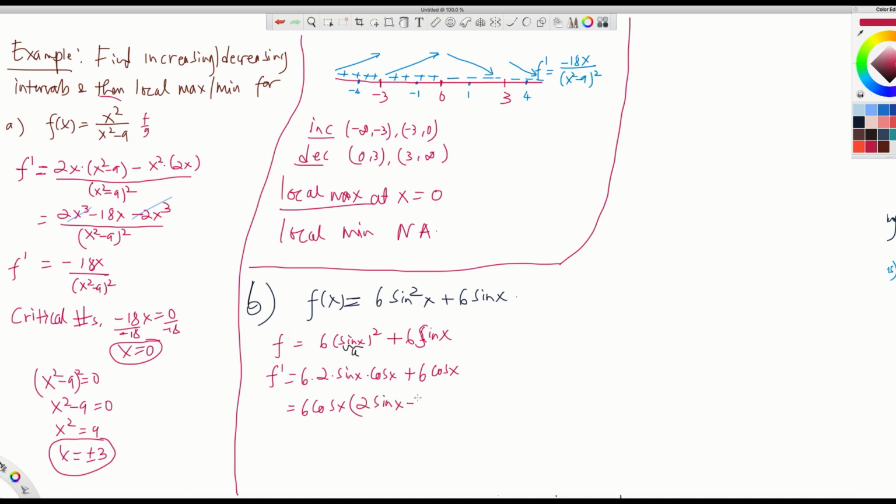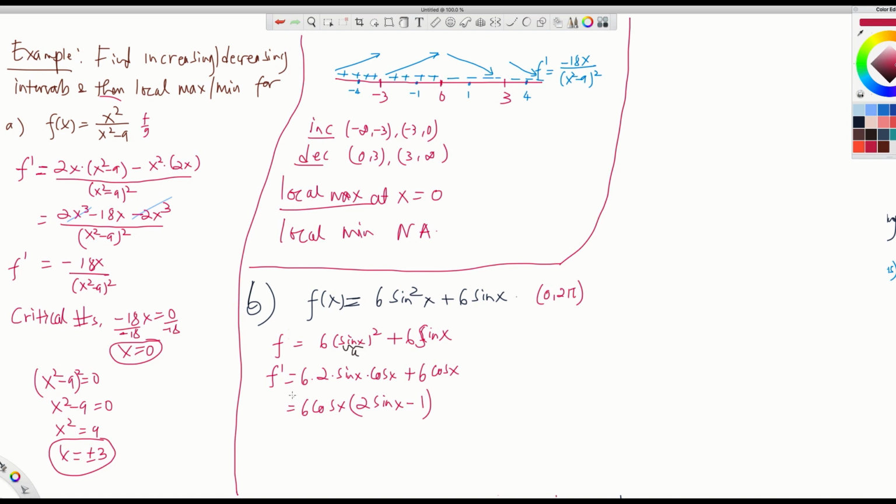minus 1. By the way, I forgot to write that the domain is between 0 and 2 pi. So we will be looking only between 0 and 2 pi here. So what do you get? To find the critical numbers, since these functions are defined everywhere, you don't have to worry about where f prime is undefined. Cosine is defined everywhere, sine is defined everywhere.